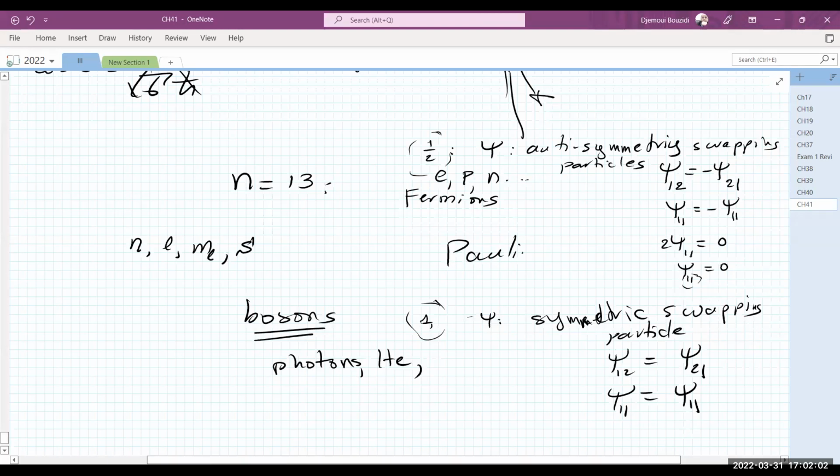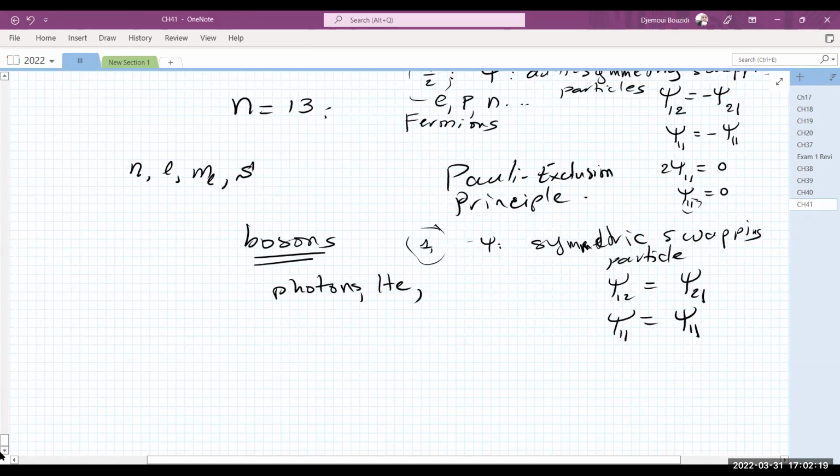Have you guys heard of it in your chemistry class? I heard it in chemistry. Yes, so this is the Pauli exclusion principle, and it's critical for this whole periodic table that we're going to discuss right now. And it's based on the symmetries and antisymmetry in the wave functions, that's all.